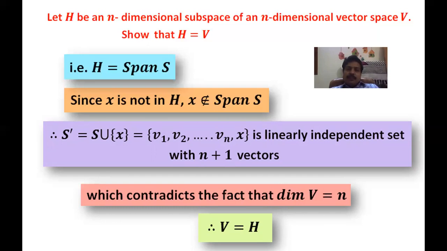So that means whenever you are finding a proper subspace of a vector space, the dimension must be less than the dimension of the vector space. If the dimensions of both the subspaces are equal, then those subspaces are equal, whenever one is a subset of the other.